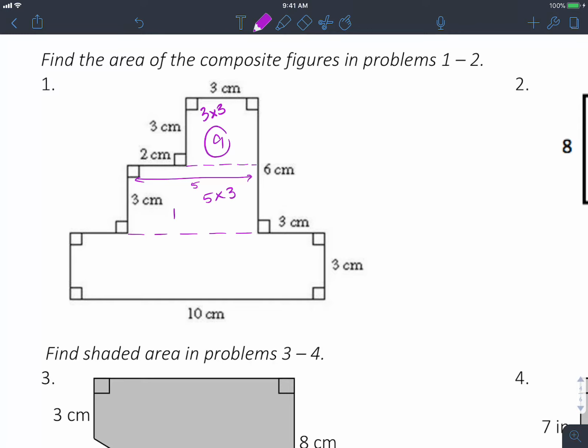So this one's going to be 5 times 3, which is 15. And then our last one has a length of 10 and a height of 3. So 10 times 3 for 30. Our total area is going to be the sum of those 3 shapes. So our area is going to come out to be 54.